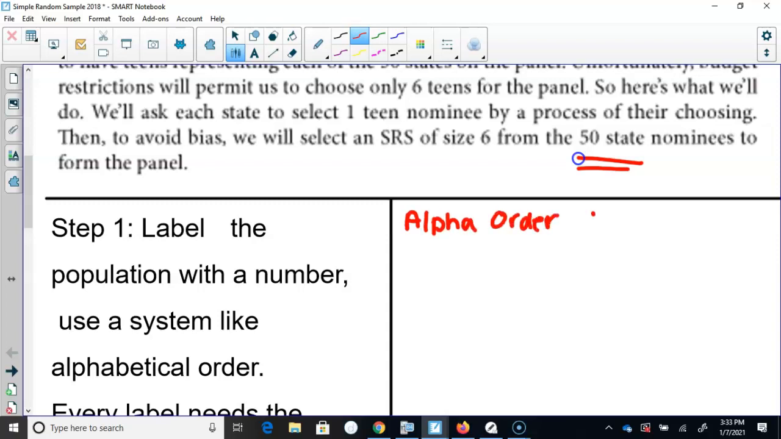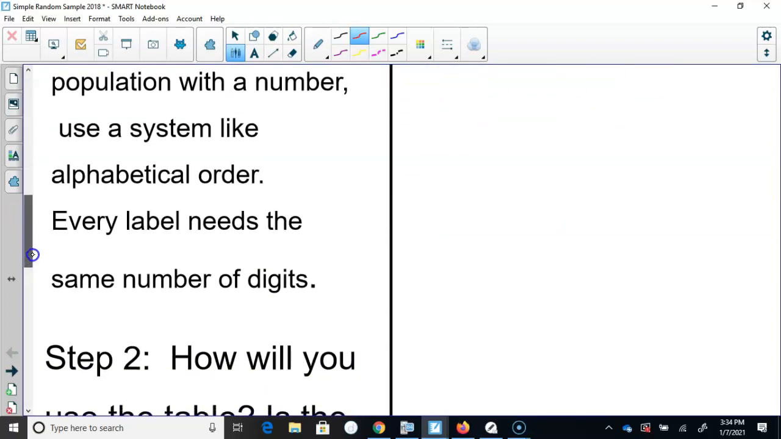the first person would get to be number 1, and I'm going to put 0, 1, and the reason is because I have a total of 50. That's 2 digits, and every single person has to have the same number of digits when I do this process. So I have 0, 1, and then the last person would get 50. Okay, that is step 1. I'm going to label the population with a number in alpha order. Every label needs the same number of digits, which I have.